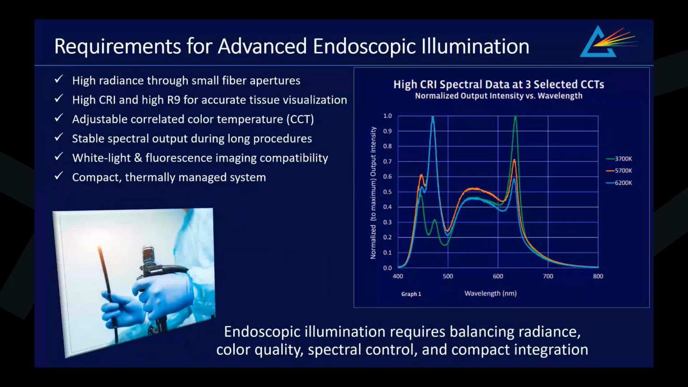Endoscopic illumination systems place unusually demanding requirements on optical performance, color quality, and system integration. Endoscopic illumination is one of the more demanding biomedical lighting applications because the illumination system must simultaneously provide high optical throughput, accurate tissue visualization and differentiation, compact packaging, and compatibility with advanced imaging modes.